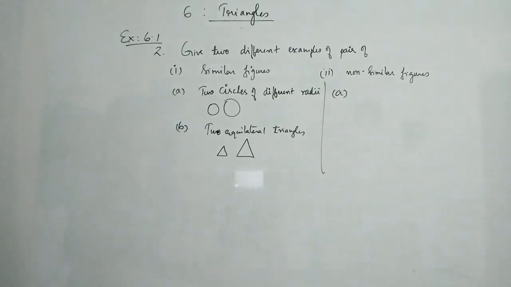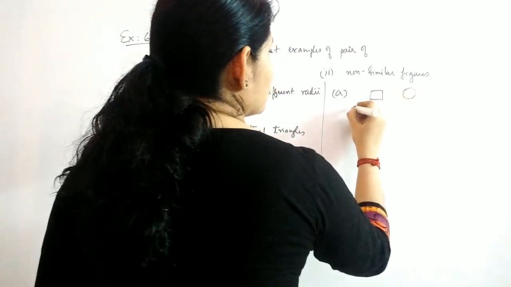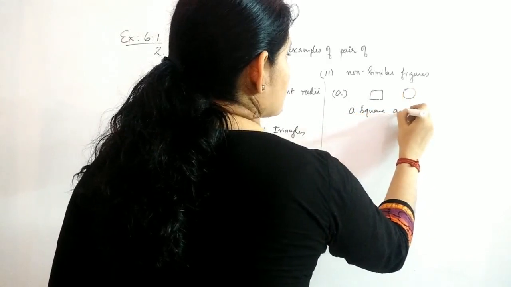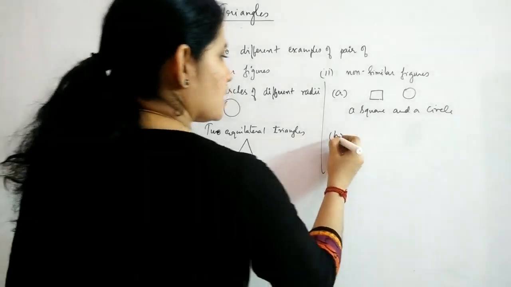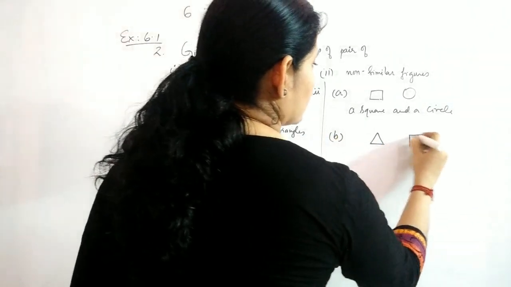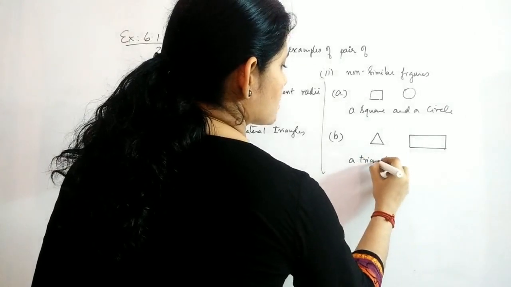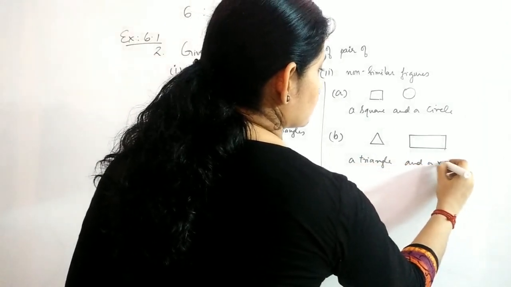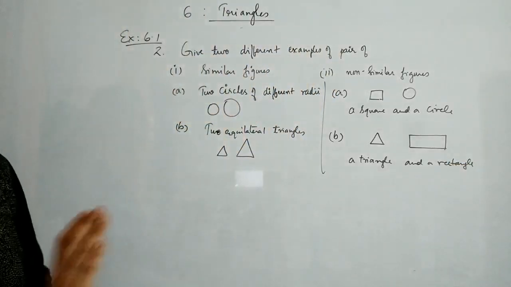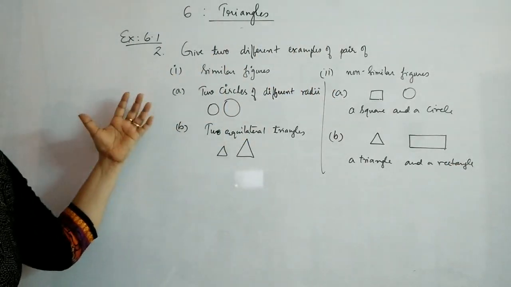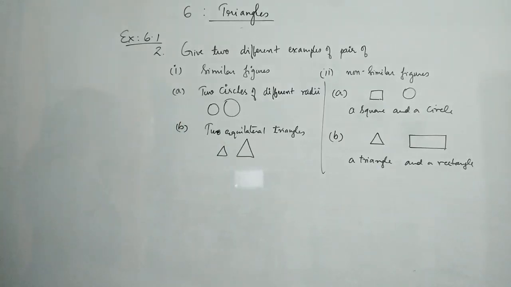Now for non-similar figures, you can just consider a square and a circle. That means a square and a circle will give you one pair of non-similar figures, and another thing, you can just take a triangle and a rectangle. Again, they are non-similar figures. Okay, triangle and a rectangle. So that will give you a pair of non-similar figures. That is up to you what you are taking, but you have to choose in such a way that the two things which you are taking should be similar or non-similar as asked. Okay.